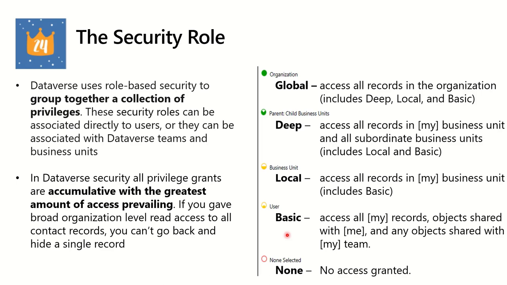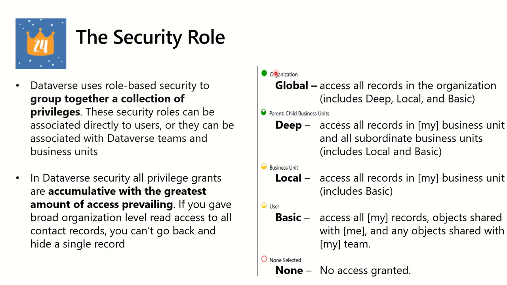Basic user is the lowest or the least broad, I will say the least broad level of access, which is very basic, of course, makes sense. And this means access all my records. So everything that I've created, plus any objects that have been shared with me, and plus any objects shared with my team.